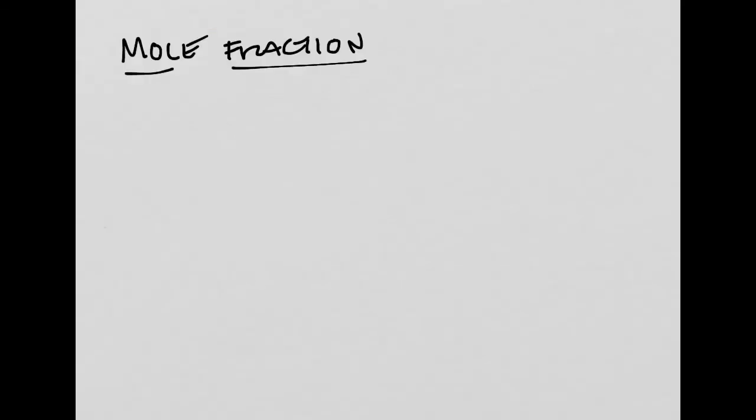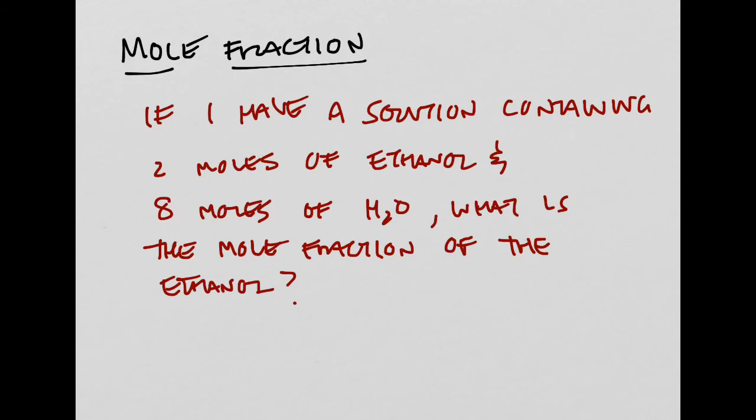Okay, so now the last way to measure the amount of a solute in a solvent is through a process called calculating the mole fraction. And this is actually a pretty straightforward situation here, so it's not going to be too complex. I'm going to explain it to you with a problem. Okay, so here's the question. If I have a solution containing 2 moles of ethanol, and in this case ethanol, since it's the smaller amount, despite the fact that it's a liquid, is going to be the solute, and 8 moles of water, the solvent, what is the mole fraction of the ethanol?